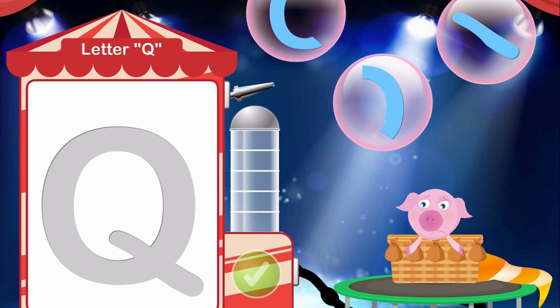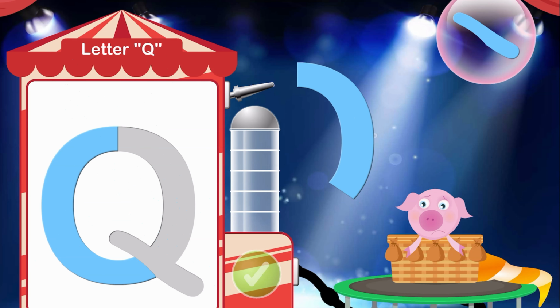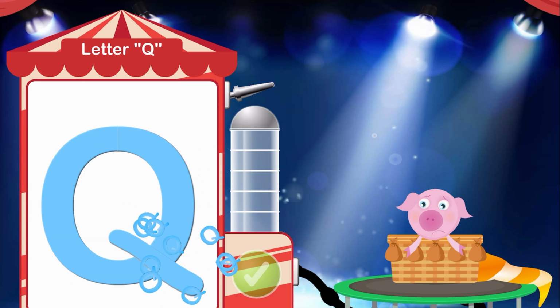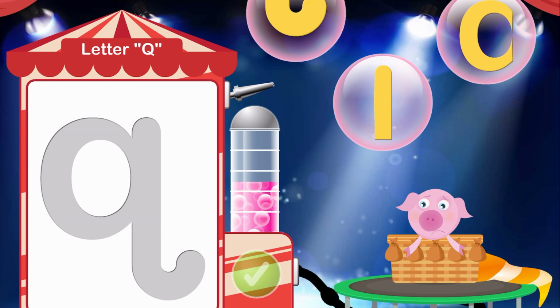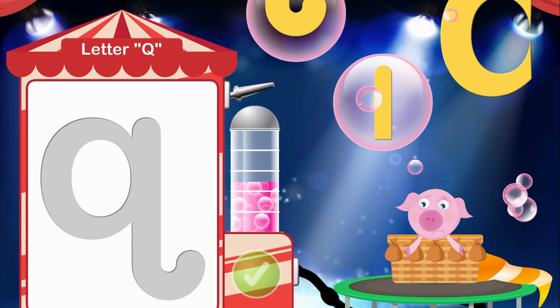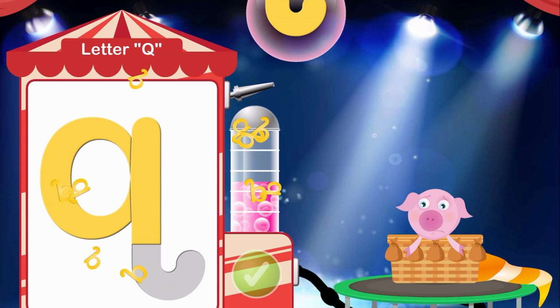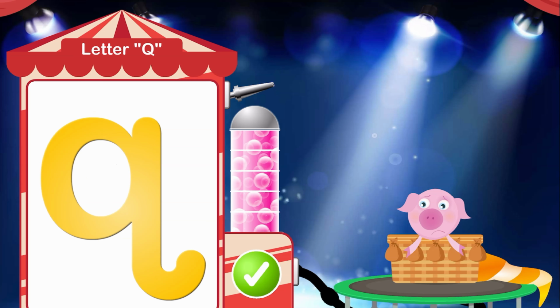Oh, the pig is sad. Its hot air balloon needs to be filled up. Can you help the pig? Drag the pieces to complete the letter Q. Great work! You've now got enough air to fill the balloon. Tap the green button to start filling.